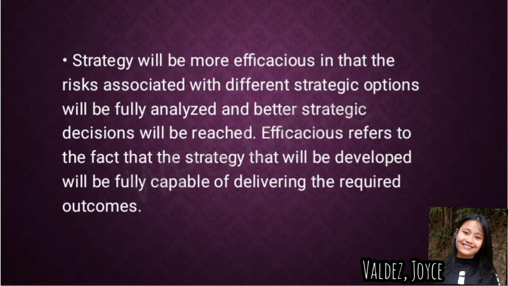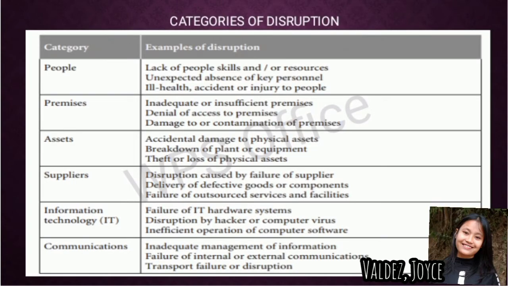The last one is that strategy will be more efficacious, in that the risk associated with different strategic options will be fully analyzed and better strategic decisions will be reached. Efficacious refers to the fact that the strategy that will be developed will be fully capable of delivering the required outcomes. So now let's proceed with the categories of disruption.